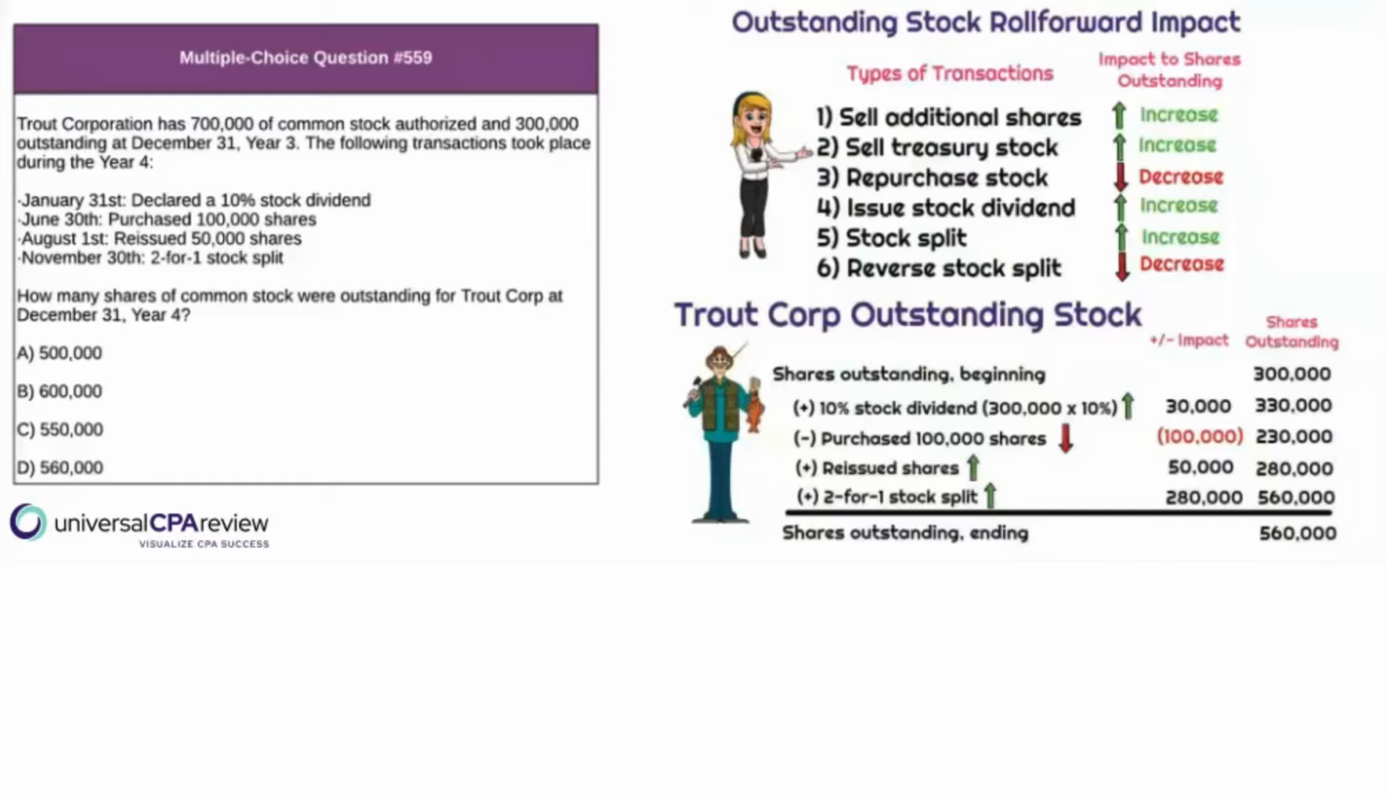And then on November 30th, they declare a 2-for-1 stock split. Since it's a stock split, we multiply it by the leading number, and that's 2. So we can take the 280,000 shares, multiply by 2, and now we have 560,000 shares outstanding, right? Because we basically doubled the amount of shares. And that's the last transaction of the year. So that means on December 31st, year 4, Trout Corporation had 560,000 shares outstanding. So that's the correct answer.